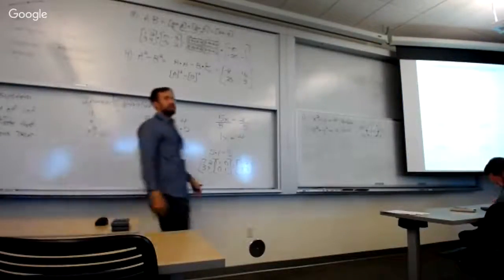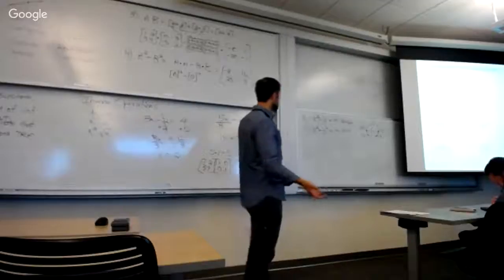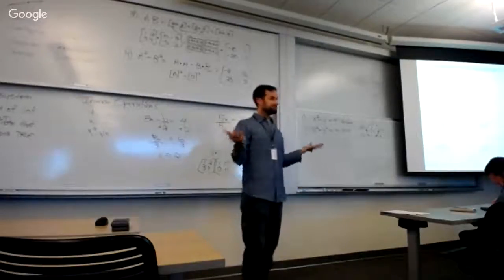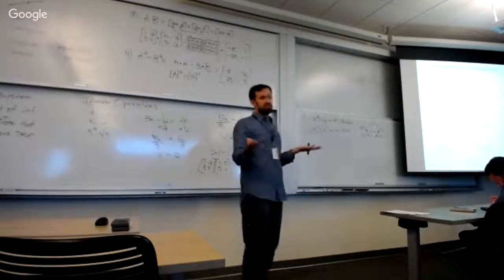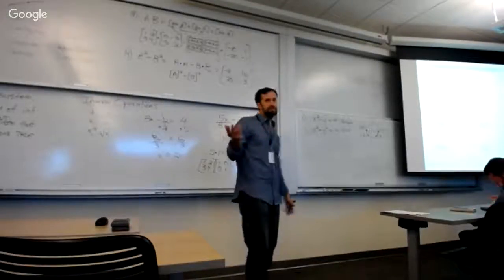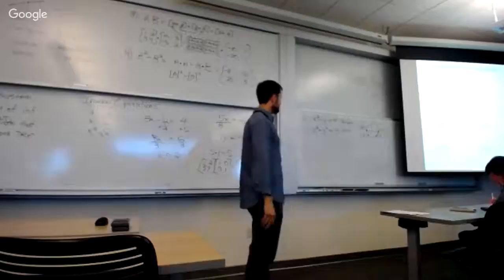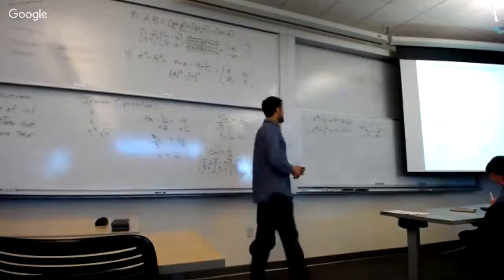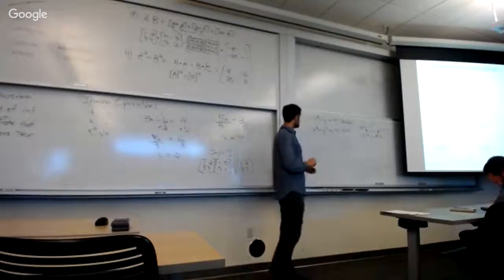Now, to be fair, if you're allowed to use technology, you're done with this problem. If this was your actual job and somebody handed you that system, you just go put it in Desmos and go back to the boss and say, there you go, those are the points of intersection. However, we'd like to see how to do this using algebra.